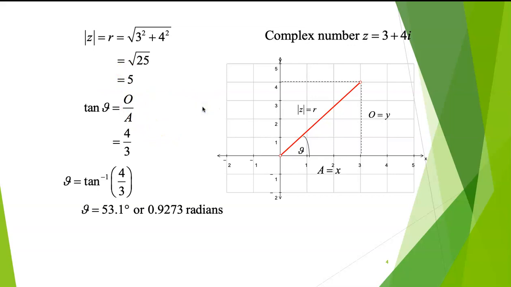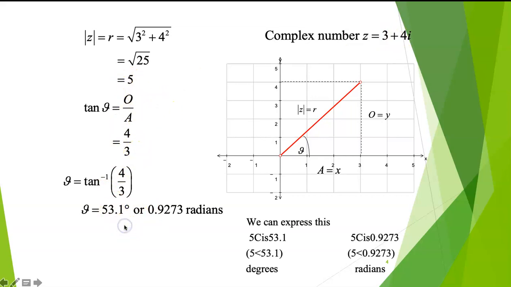It gives me 53.1 degrees. So to write the rectangular complex number 3 plus 4i into polar will be 5 cis 53.1. That's if you want to write it in degrees, and this one if you want to write it in radians. I do prefer that when you write it in radians, you actually write it using the pi, not a decimal. If that's possible for you, obviously, you can convert it.